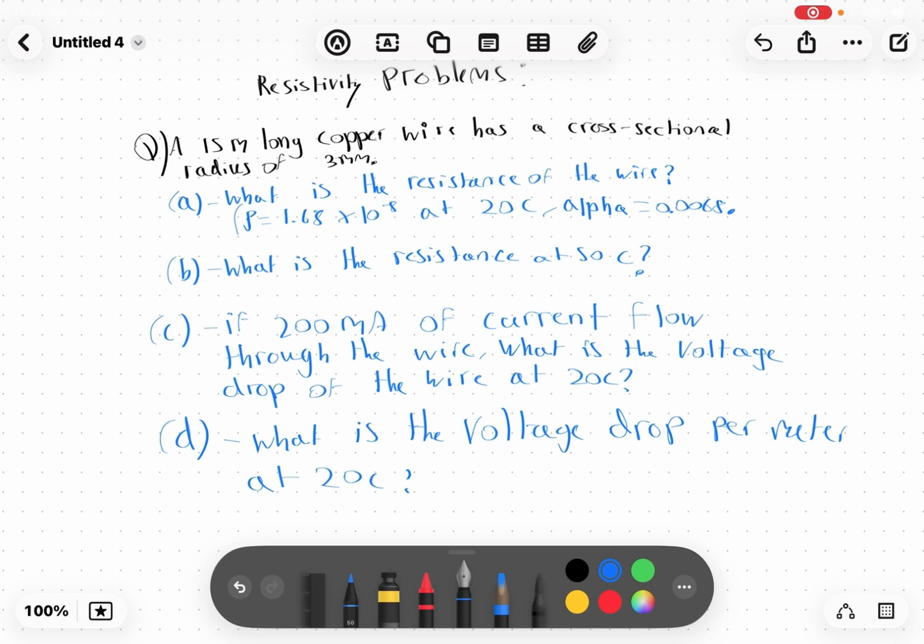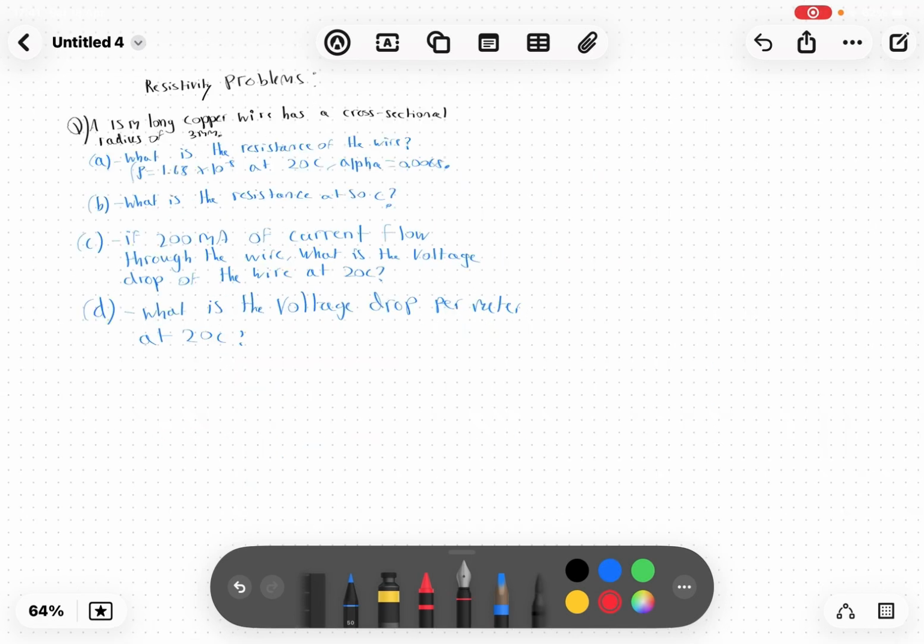So here's an example question. A 15-meter long copper wire has a cross-section with a radius of 3 millimeters. Our first question is, what is the resistance of the wire? We're given the resistivity, which is this, and it tells us that's at 20 degrees Celsius, and we are given the alpha.